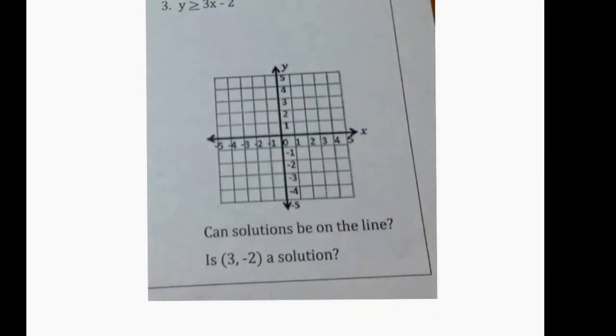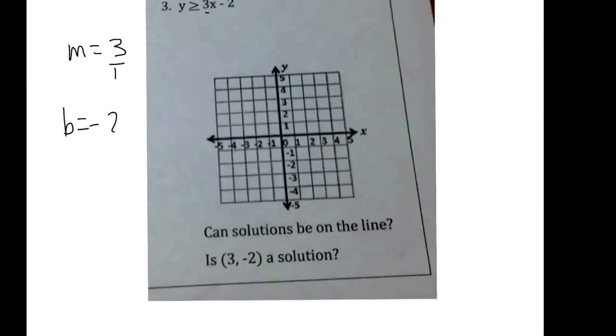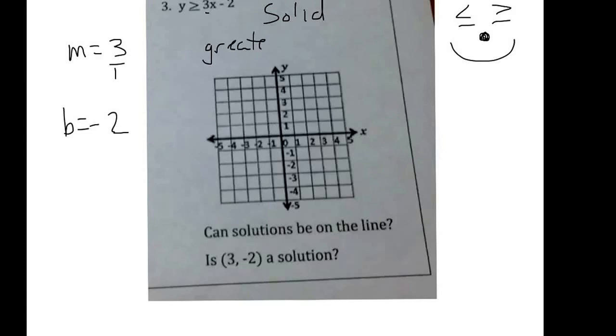We're going to do the same thing on this one. We're going to find the m. It's 3, which will be 3 over 1. The b is negative 2. We're looking for a dashed or solid line because of the symbol. Then we're going to use a solid line. And then this is a greater than symbol. It's actually greater than or equal to. So that means we're going to shade up.